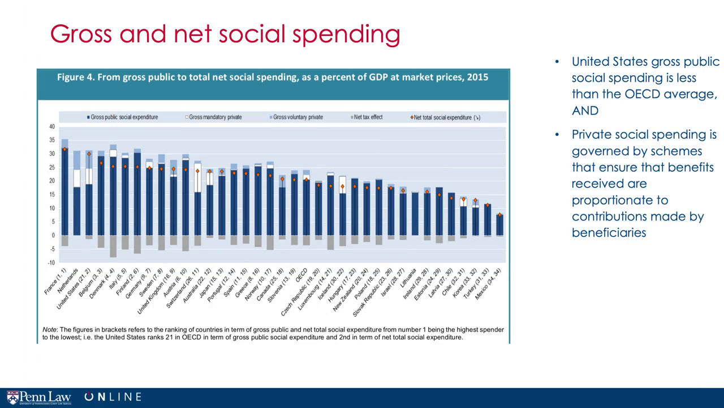This difference is explained by the level of private social spending. Private social spending includes spending on healthcare and pensions, which is either voluntary or mandatory, but which is paid for by individuals. The significant feature of private social spending is that the benefits that people receive from private social spending are related to contributions. And the significance of this is that private social spending is generally less accessible to those on lower incomes.